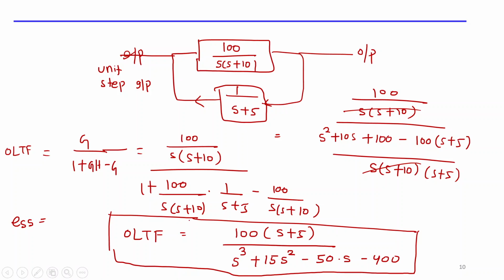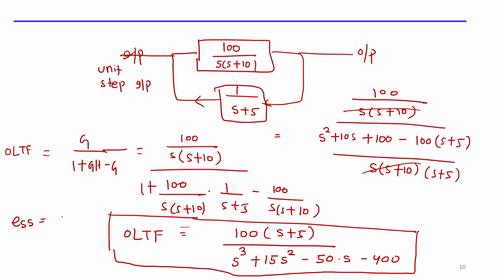So first of all, clarify that when the input is a step input, you can see in the open loop transfer function, what is the order of the system, sir? The order of the system is 3. What is the type of the system? Type 0. So whenever it is a type 0 system and you are applying a step input, this is the general formula.